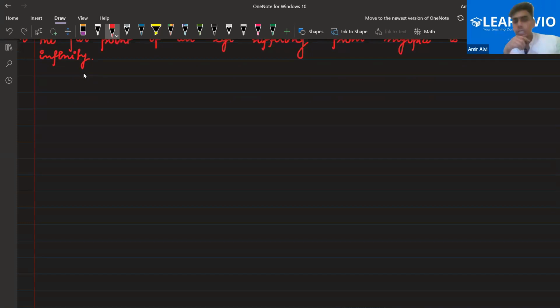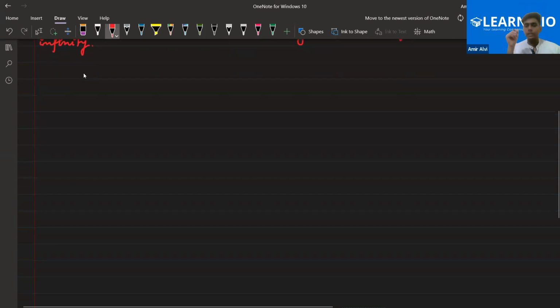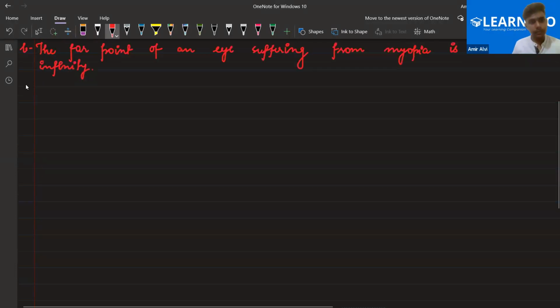Now let's understand what are the reasons behind the myopic eye. What is the actual reason? Basically there are two reasons. First is due to the high converging power. It means that the image is not formed on the retina but before the retina, because the far point is less. So the image is formed in front of the retina, not on the retina.